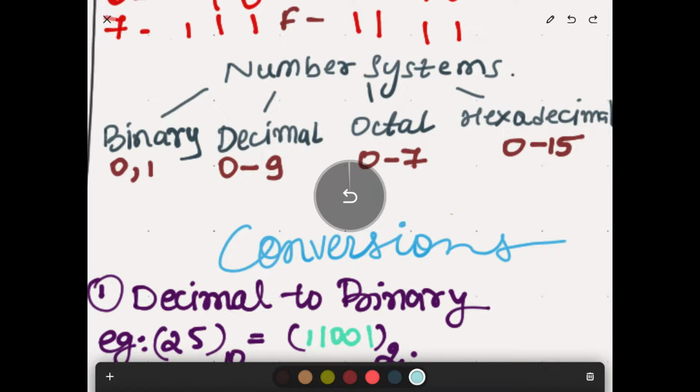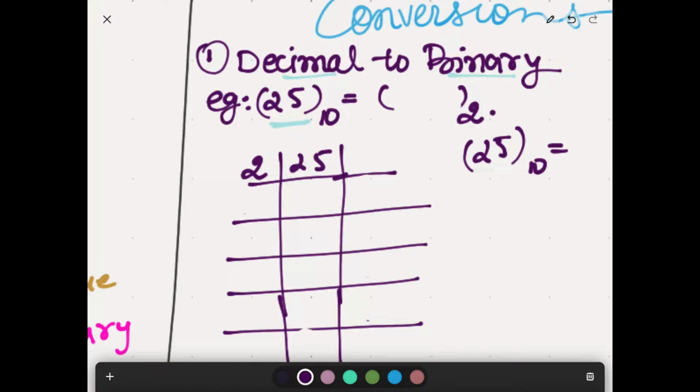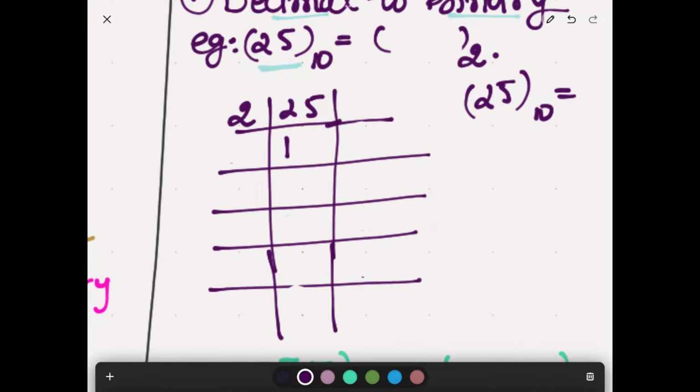Moving on, we start with the conversions. If we were to convert decimal to binary, we're taking the example of 25. This is in decimal and we have to convert it to binary. We take 25 and convert it to base 2, because binary is base 2, and we start dividing. 25: 2 ones are 2 and 2 twos are 4, and there is one carry over. Again, we divide by 2. We make sure that we are only dividing by the base of what we want to convert the given number to. Here we are converting to binary, so that is why I am dividing the given number by 2.